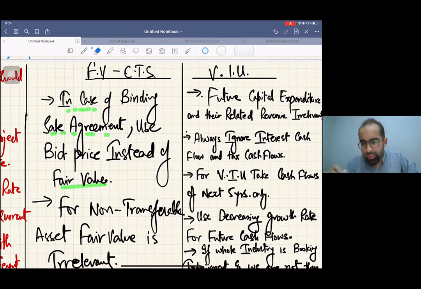Okay. So in this case, read it. In case of binding sale agreement, use bid price instead of fair value, right? Okay, think over it.